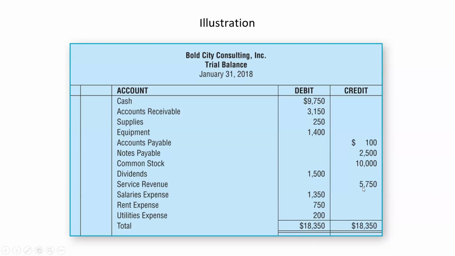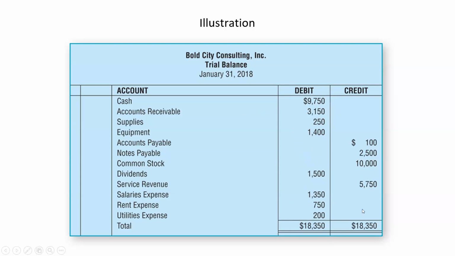And then here, service revenue. That is revenue, as I said, all the income gained by selling the products made by the company. That is considered revenue, so it comes under the credit column, 5,750. And the other ones, that is cash, accounts receivable, supplies, come under the debit column. We will discuss in our next session each and every entry, why a particular entry is in the debit column and why another is in the credit column.